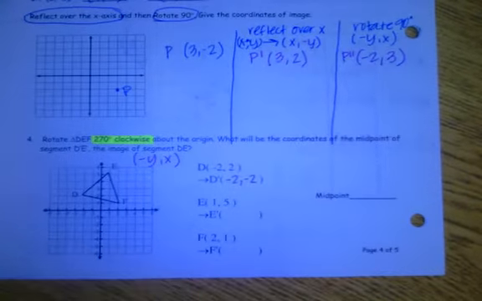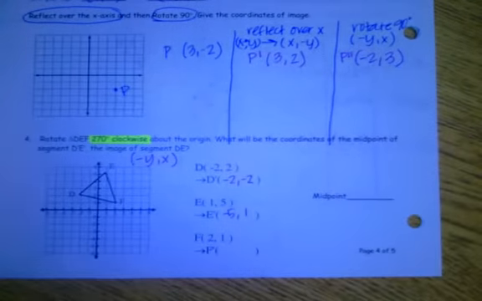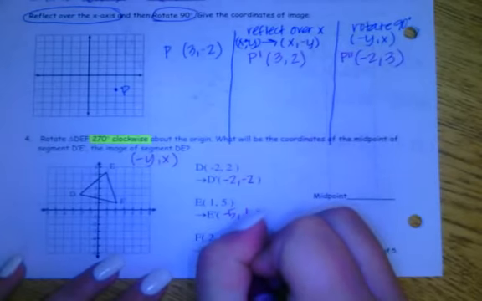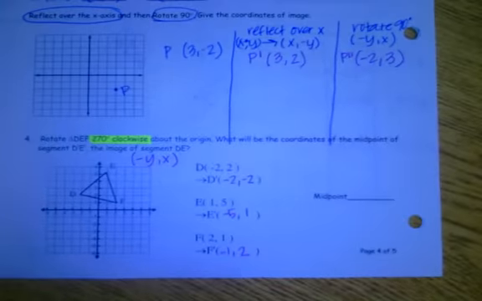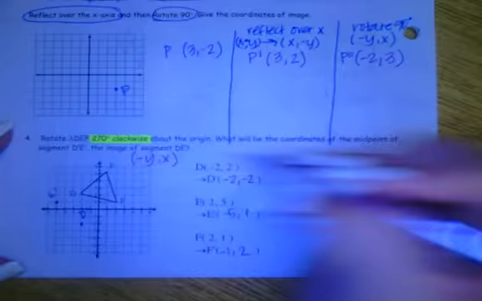Emma, what would be E prime? Negative 5, 1. Casey, F prime? Negative 1, 2. Very good. Okay, so let's plot those points. Negative 2, negative 2. Negative 5, 1. And F prime is at negative 1, 2.